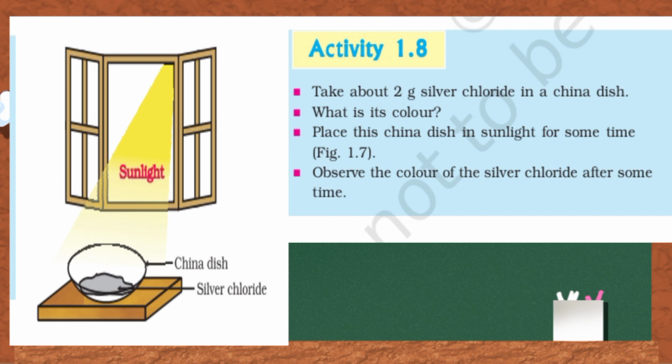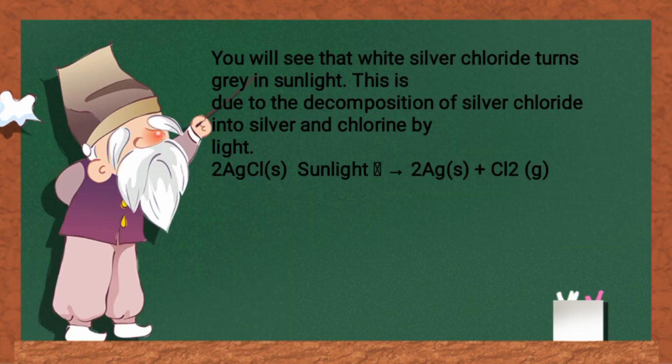In this class we will study the next one. Take 2 grams of silver chloride in a china dish. What is the color? Place the china dish in the sunlight for some time. Observe the color of the silver chloride after some time. So the color changes. Why does this happen? You will see that white silver chloride turns gray in sunlight. This is due to decomposition of the silver chloride. So when AgCl is exposed to sunlight, it will form Ag plus Cl2.